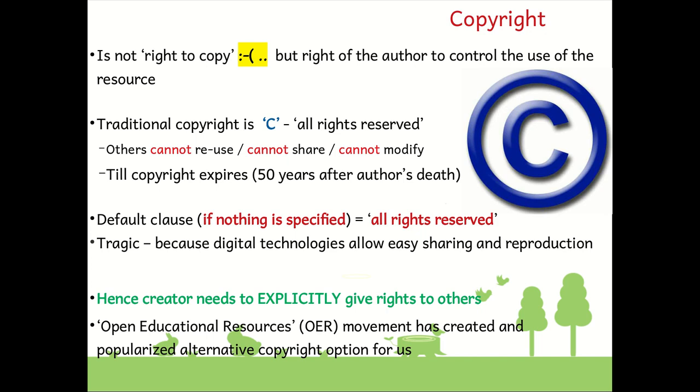So, the traditional copyright clause, which we see in the books that we may buy, has the C within a circle, as you can see on the slide in front of you. The slide shows a C with a circle around it in blue color. You will be seeing this copyright clause in the books in the inside cover along with the phrase all rights reserved. What it means is all the rights vest with the author, which is the right to make copies, right to modify, and right to share it with others.